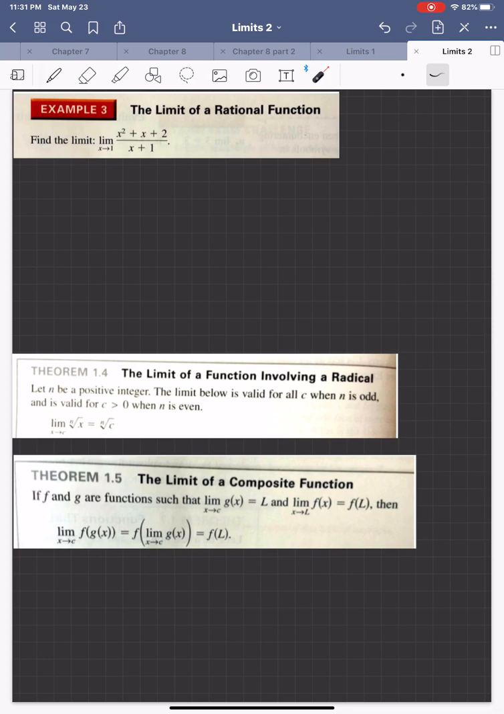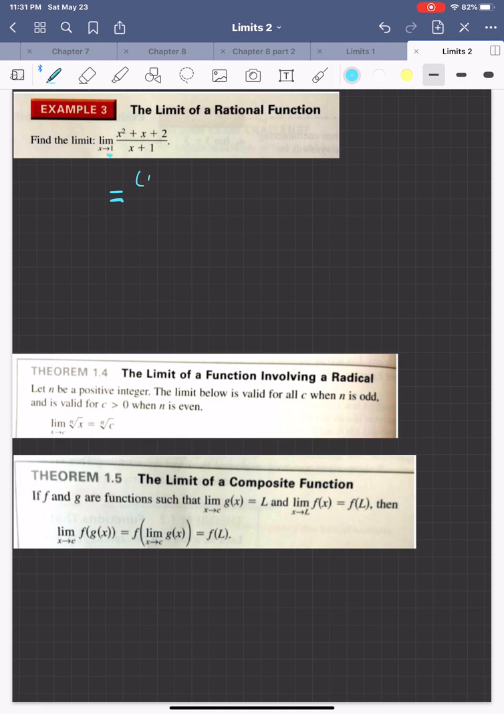What about rational functions? Well, rational functions are just a fraction, right? But it's a polynomial divided by another polynomial. So the question is, can I just plug in this 1 in for x? And the answer is yes. Now, if you run into a problem, then I'll show you how to deal with that in just a second, but we won't know until we plug it in.